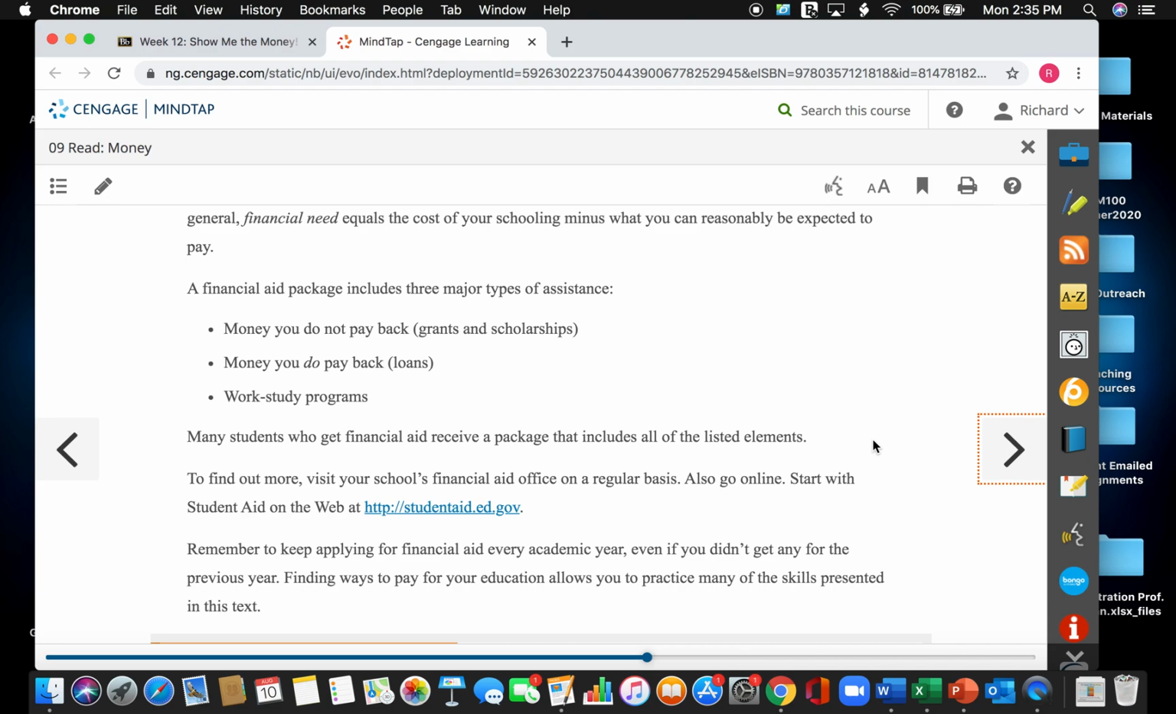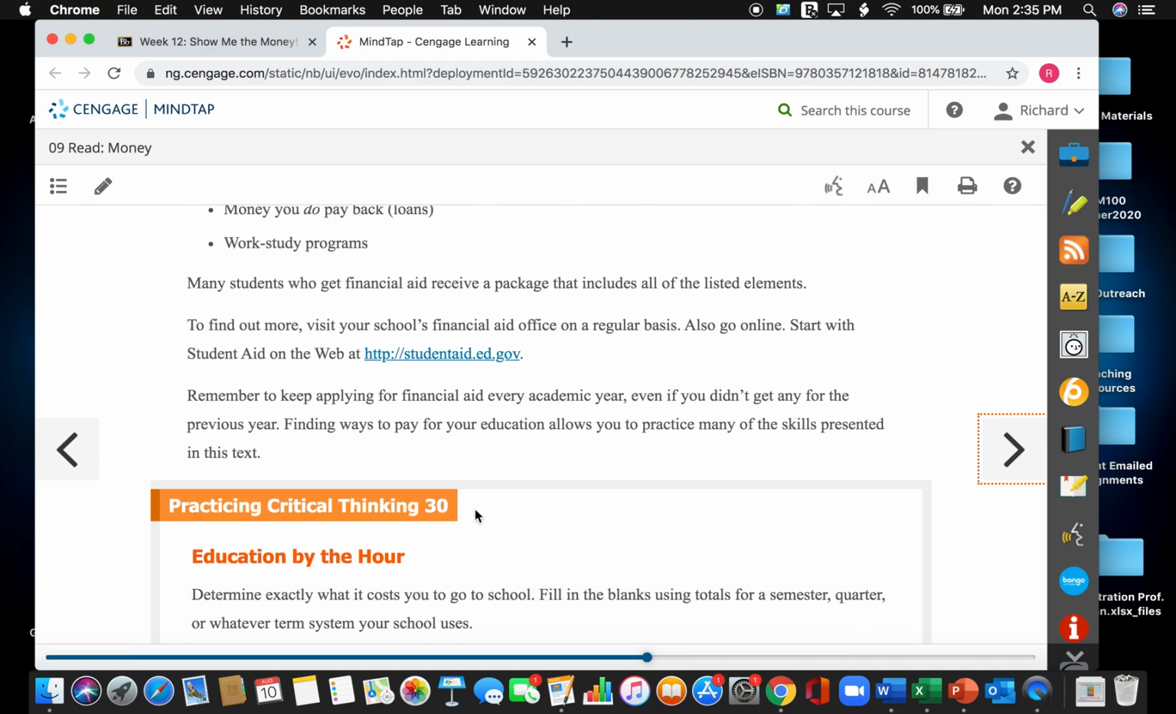To find out more, visit your school's financial aid office on a regular basis. Also go online. Start with student aid on the web, which is right here, the link. Remember to keep applying for financial aid every academic year, even if you don't get any for the previous year. Finding ways to pay for your education allows you to practice many of the skills presented in this text.